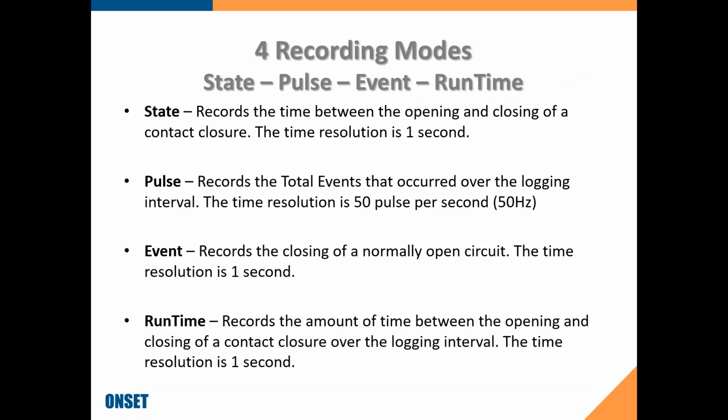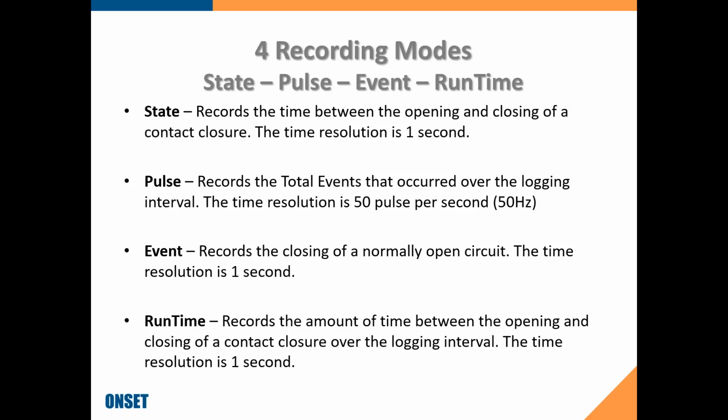So you might be saying, well, what are these different modes of logging and what do they stand for? State obviously is recording between the opening and closing of a contact closure. And that time resolution is 1 second. So specifically when you're logging in the state mode, if something happens, let's say the lights turn on, the data logger sees that, and it says, okay, I'm going to make a time and date stamp saying that the lights are on. And it's going to keep looking every second for those lights to shut off. And when they shut off, it's going to record another data point and make a time and date stamp saying, okay, the lights shut off.